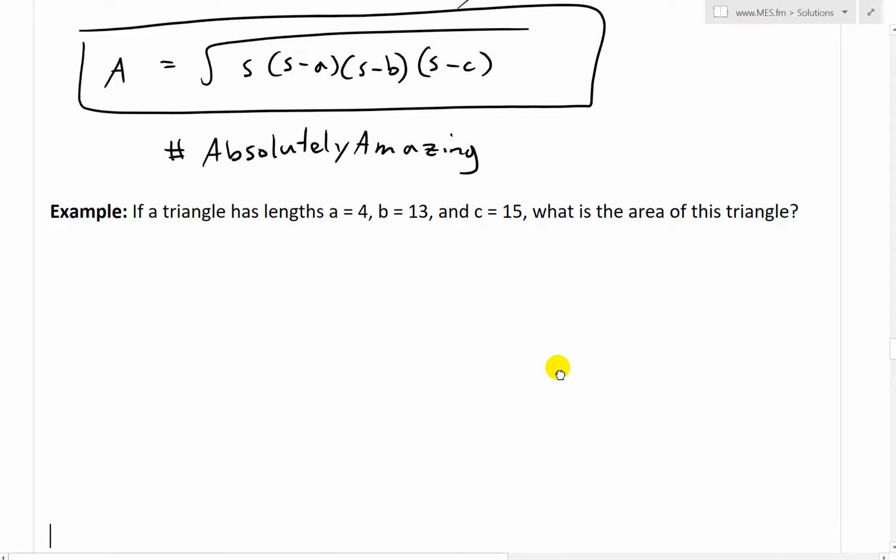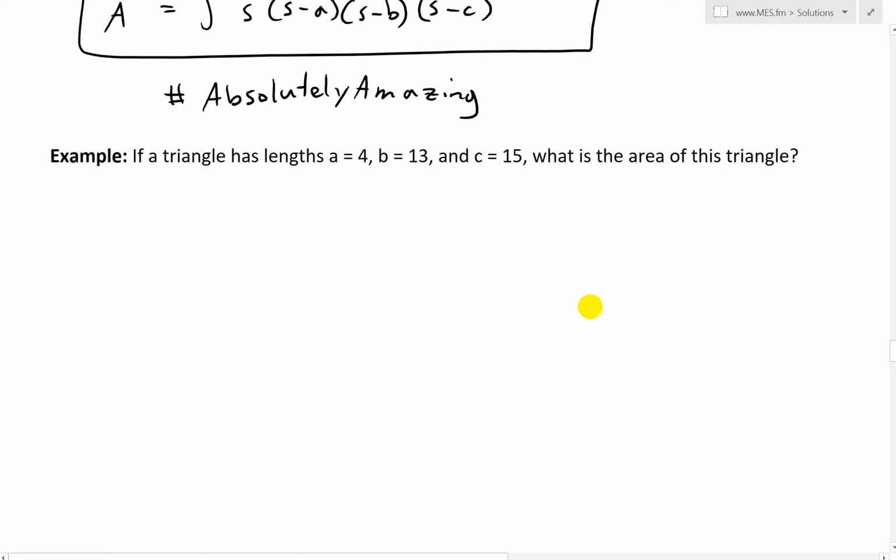But anyways, example now, let's just go over this. If a triangle has lengths a equals 4, b equals 13, and c equals 15, what is the area of the triangle? Well, let's just draw this triangle out. It's going to look something like this.